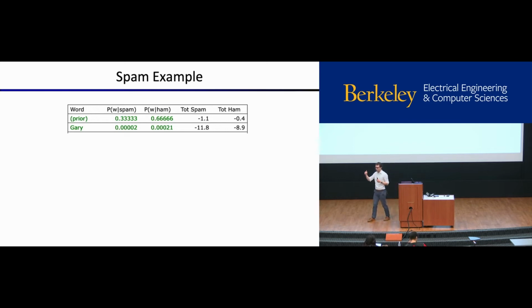We're going to get another word, and another word, and another word, and we're going to have to multiply the probability of that word given spam times the probability of the next word given spam times the probability of the next word given spam. We'll multiply all that by the prior at the beginning. So the prior times the probability of each word given the label.